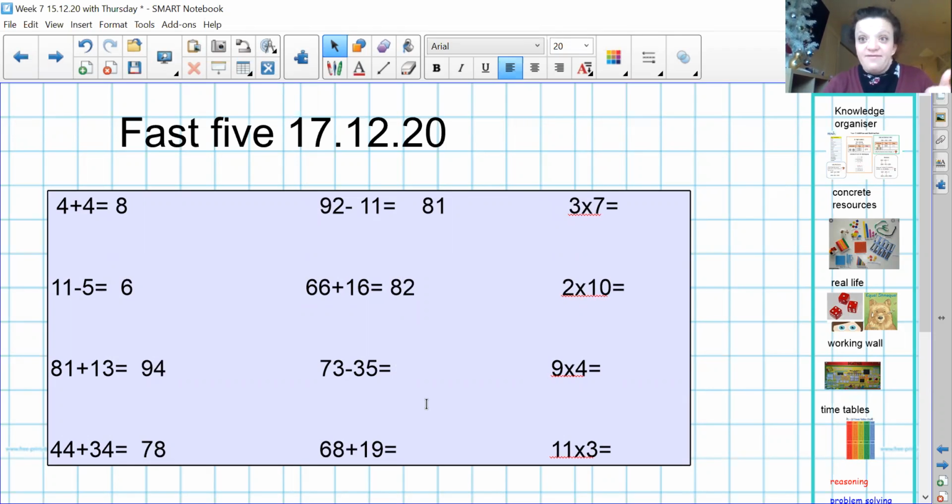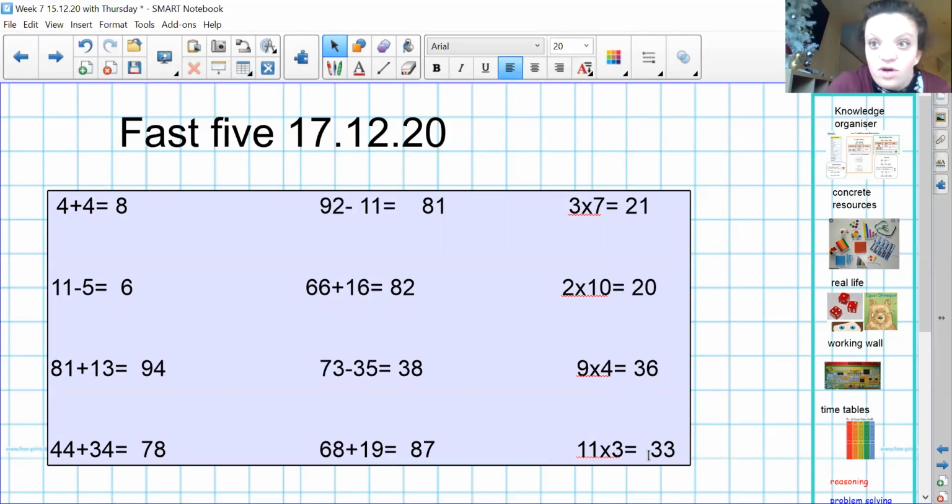73 take away 35, we're going to go back in tens. 63, 53, 43 to take away the 30, and then take away the 5 is 38. 68 add 19, we're going to add the 10, 78, and then add the 9, we get 87. 3 times 7 is 21, 2 times 10 is 20, 9 times 4 is 36, and 11 times 3 is 33. Well done if you got them all right.